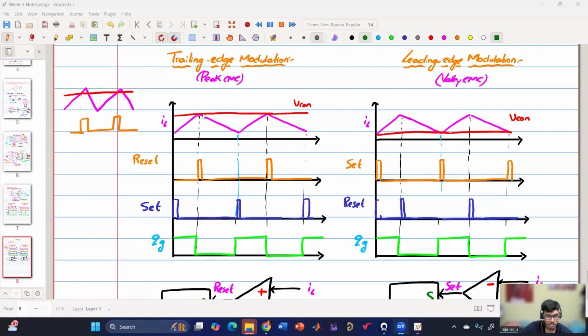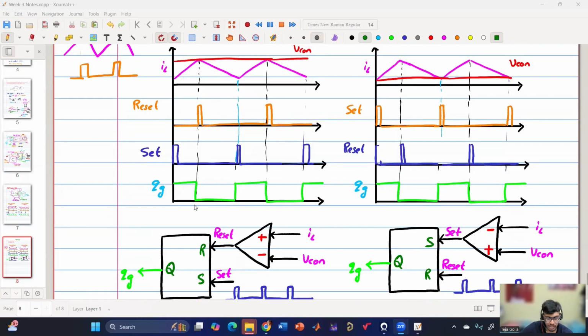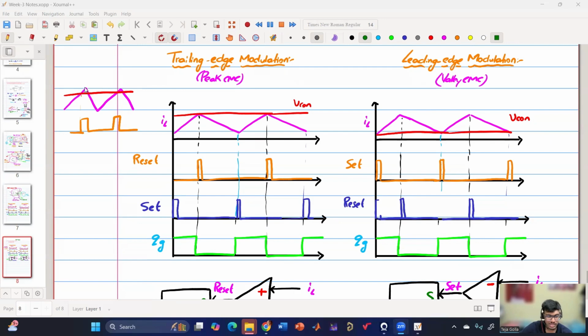Ideally, in the simulation, it will just touch it and then turn off. But practically, it will stay on for a certain time, because from the moment the reset pulse is generated, to the moment the gate pulse is turned off, to the moment the switch is turned off, there is some delay. This delay will be reflected as some rise time or some on time of the switch. So this is the practical waveform. This is the simulation or the ideal waveform.